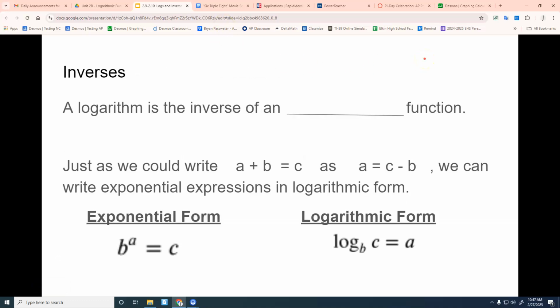So a logarithm is the inverse of an exponential function. Okay, so just like addition and subtraction are inverses of each other, exponentials can be rewritten.